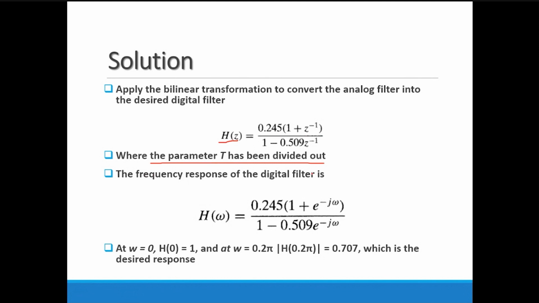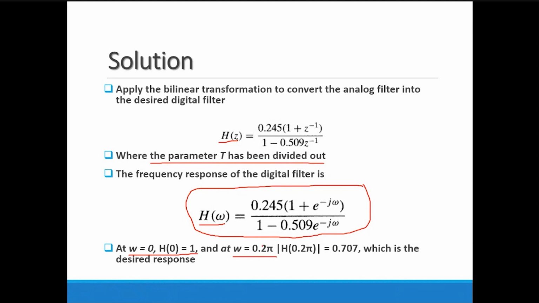So the frequency response of the filter is, now we replace this z term with e to the j omega. So H of omega is equal to 0.245 (1 plus e raised to minus j omega) divided by (1 minus 0.509 e raised to minus j omega). This is the equation we are getting for the digital filter. Now we apply the values and cross check whether we get exactly what is given in this example. When omega is equal to 0, H of 0 will be 1. And omega equal to 0.2 pi is mentioned as the minus 3 dB frequency.